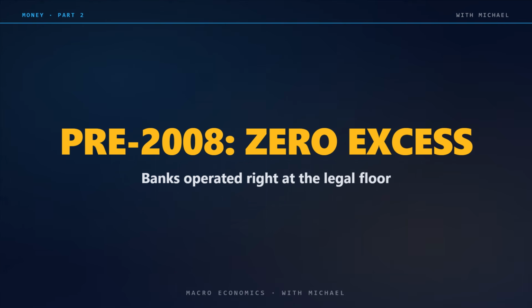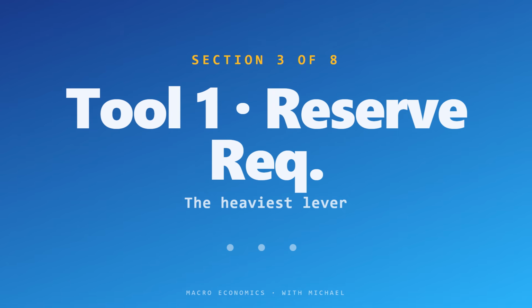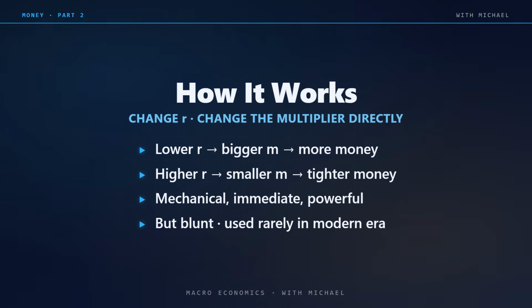Section 3. Tool 1. The reserve requirement. The first classic central bank tool is the reserve requirement itself. By changing the legally mandated reserve ratio, the central bank directly changes the money multiplier. Recall the formula from part 1. The multiplier equals (1 + C) divided by (C + R). If the central bank lowers R, the multiplier rises and the same monetary base supports more deposits and more money supply. If the central bank raises R, the multiplier falls and money supply contracts even with no change in the base. The effect is mechanical and immediate.